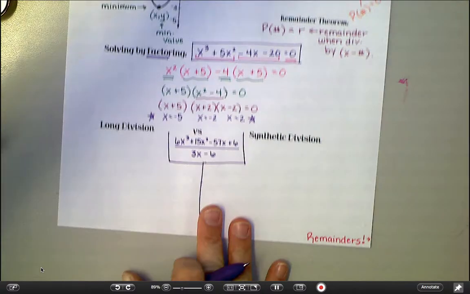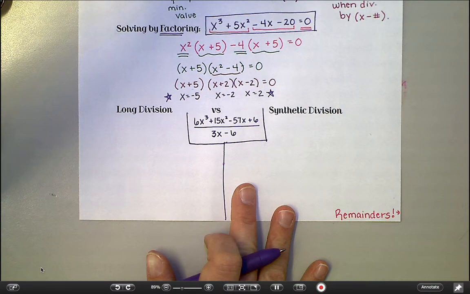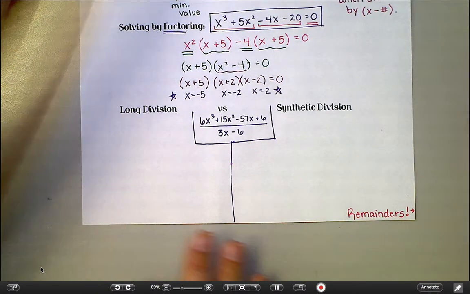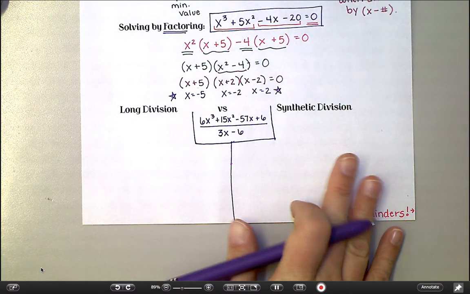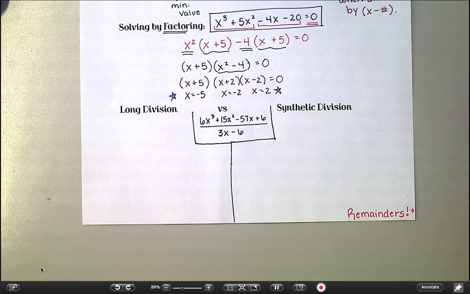Okay, let's remind ourselves how to do some division. And there's 2 ways that you can do division with polynomials. You can do long division or you can do synthetic division. I'm going to show you both here.